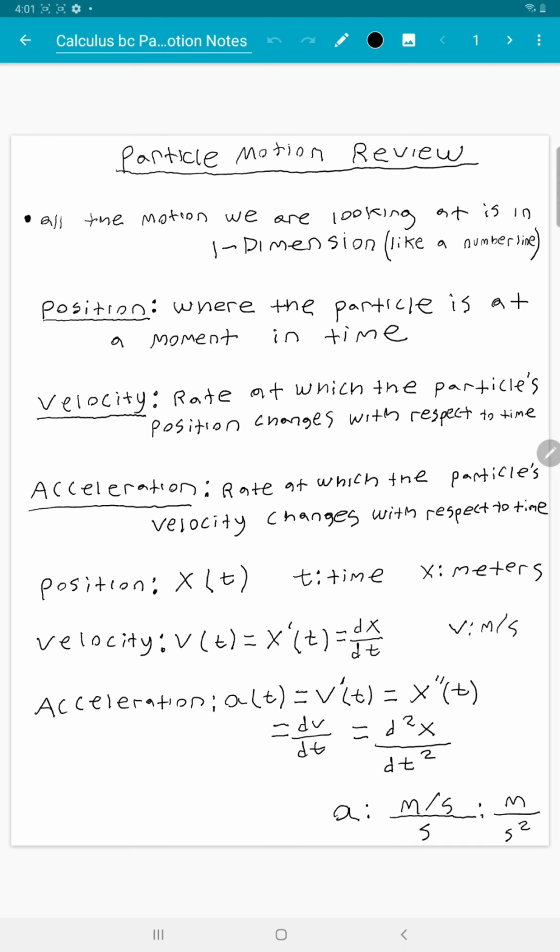And in these FRQs dealing with particle motion, position will commonly be written as x of t, where t is time and x is meters. Velocity will be commonly written as v of t, x prime of t, dx/dt, and that is measured in meters per second. Acceleration, commonly written as a lot of things: a of t, v prime of t, x double prime of t, dv/dt, and that is measured in meters per second per second.